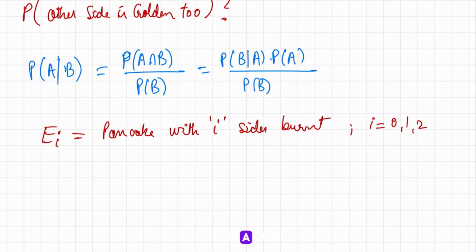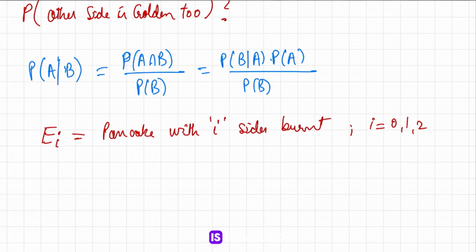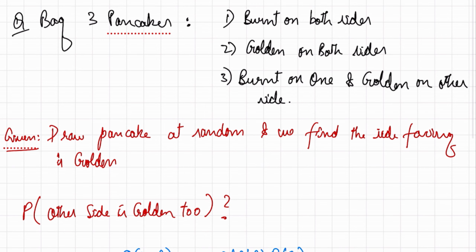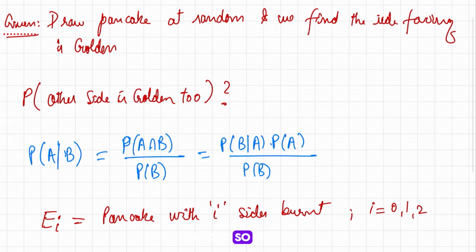So this is just a way to reference or index the pancakes. E equal to 0 is the one with both sides golden, as you can see here, E equal to 1 is the one that is burnt on one side and golden on the other side, and E equal to 2 is the one that's burnt on both sides. And i, of course, cannot be greater than 2 because the pancake is supposed to have only 2 sides. All right, so this is cool.